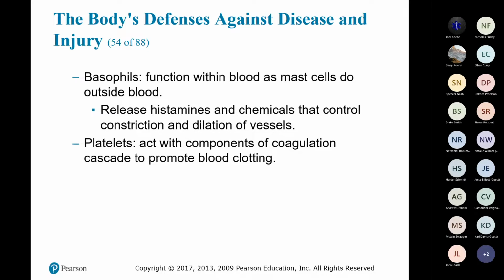Platelets act with components of coagulation to promote blood clotting, right? Platelets, in addition to fibrin, promote clotting. Now, if we have a reduced number of platelets, let's say we have a trauma patient, right? And we give them a massive amount of saline because their blood pressure is low. We now have reduced the platelet count, not by essentially forcing the platelets out, but by thinning the blood. But by thinning the blood, we've also reduced the amount of fibrin.